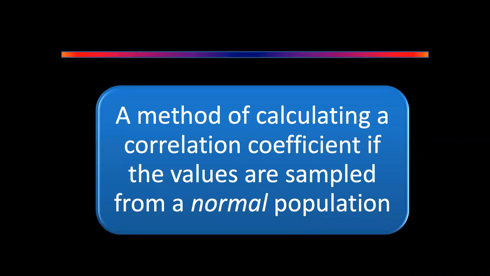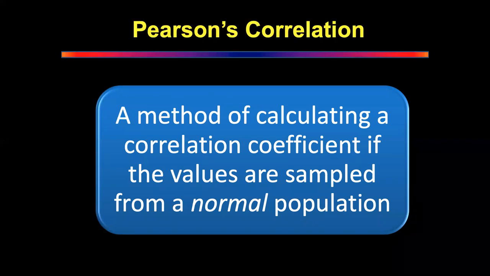Okay, what is this? A method of calculating a correlation coefficient if the values are sampled from a normal population. Statistics. What am I talking about? Remember, you can see coefficient, but as opposed to the other one, this is a normal population. The other one is in a non-normal population. So what is the correlation coefficient in a normal population? We've done this in my statistics lecture. This is the Pearson's correlation, okay? It's important to know this. What is the other correlation? Spearman. Very good. Spearman's correlation.